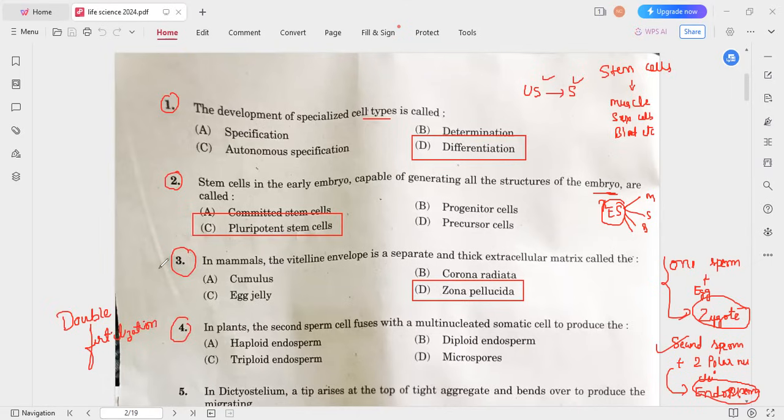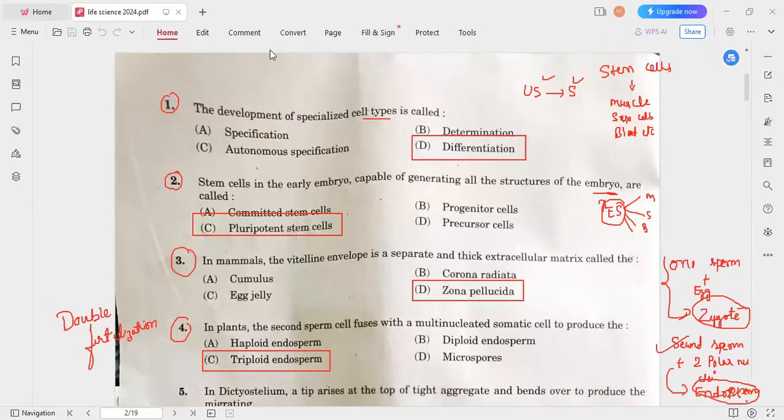So during double fertilization, what happens? The multinucleated somatic cell is produced, and it is called the triploid endosperm. So for question number 4, option C is the correct answer. The triploid endosperm tissue is formed, and this is also called double fertilization. The structure formation takes place like this.